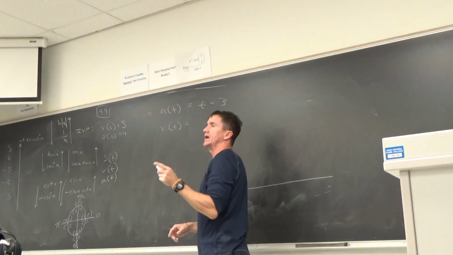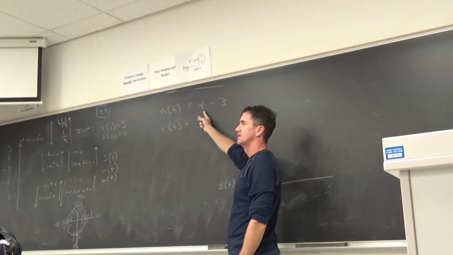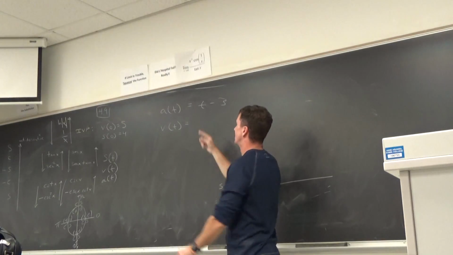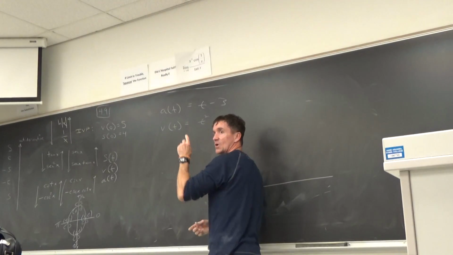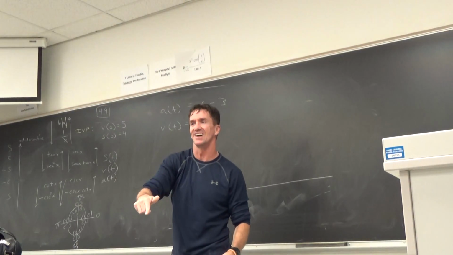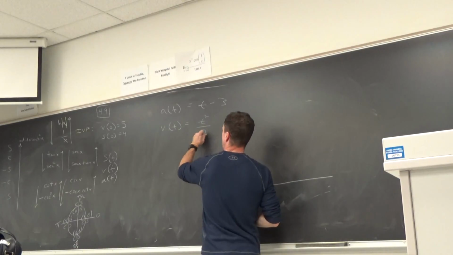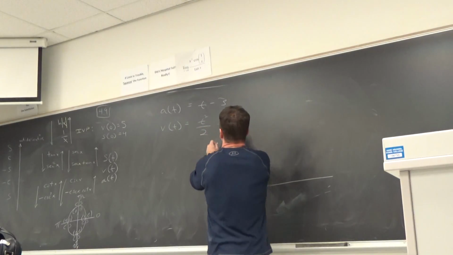Don't do the derivative, do the antiderivative. Antiderivative of t is t squared over 2, right? You pump it up by 1, then divide by that. Plus C. Minus 3t.